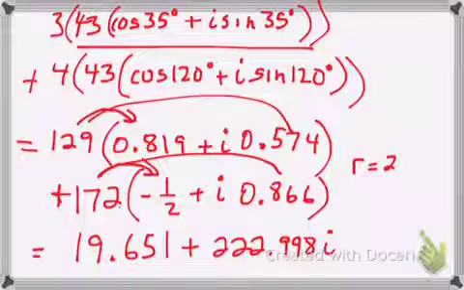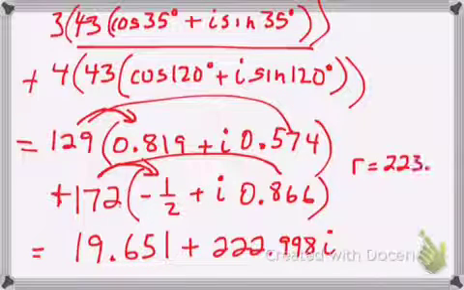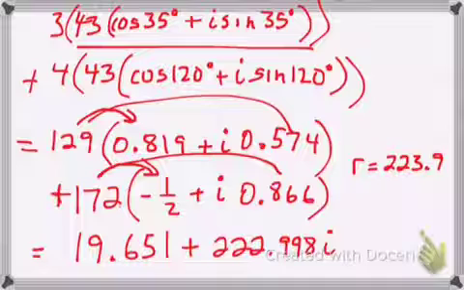223 point, let's call that 9. And that is what? That's the distance, right? That's the distance from the starting point. Because it traveled at one distance at 35 degrees, and then it switched directions and went 120 degrees, and then this is where it ended up, 223.9. Okay?